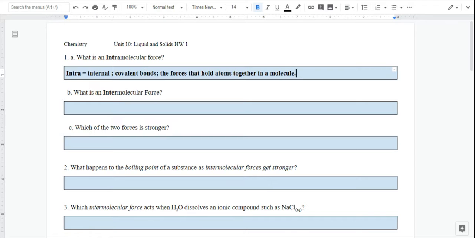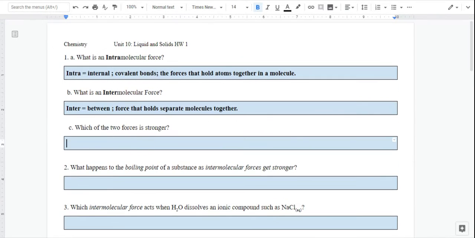Now, in this chapter, we're interested in intermolecular. And so inter means between. And so specifically here, an intermolecular force is some type of force that holds separate molecules together. So again, if water is a liquid, it's because separate water molecules are held together by intermolecular forces.